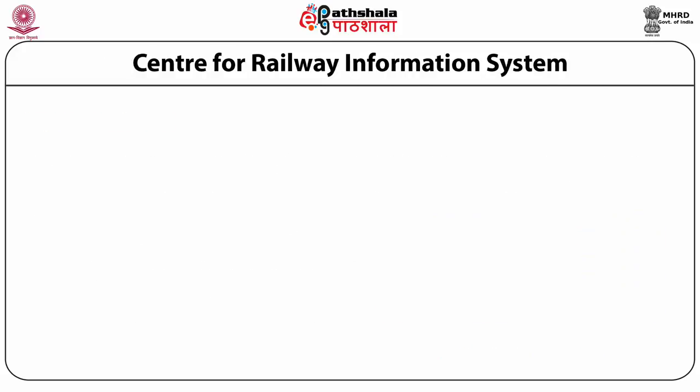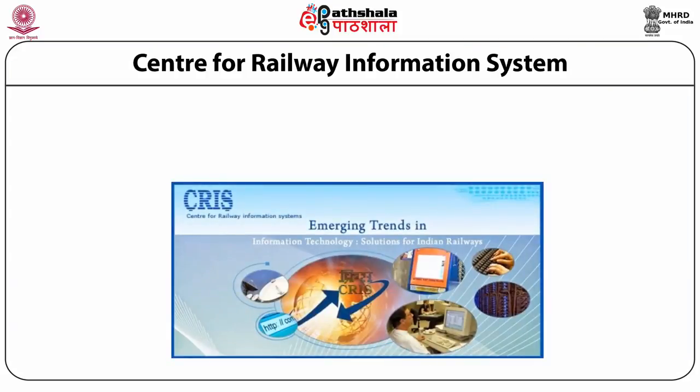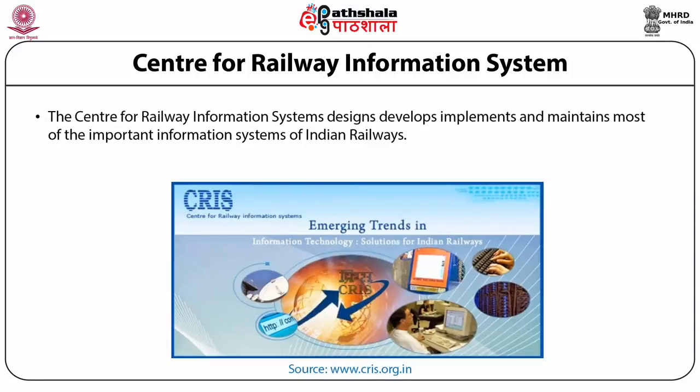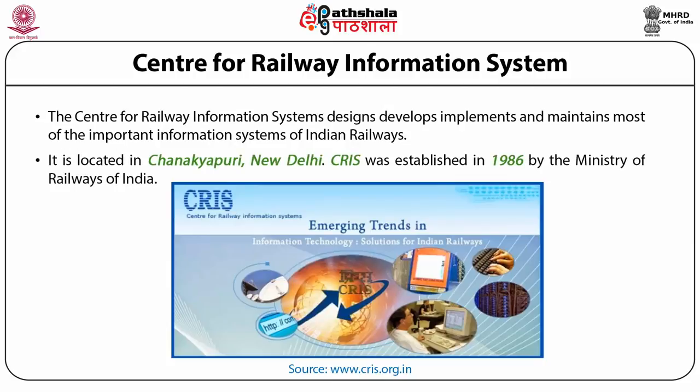Let us take another example, a case study. That is the Centre for Railway Information System. The Centre for Railway Information System designs, develops, implements, and maintains most of the important information systems of Indian Railways. It is located in Chanakyapuri, New Delhi. CRIS was established in 1986 by the Ministry of Railways of India.